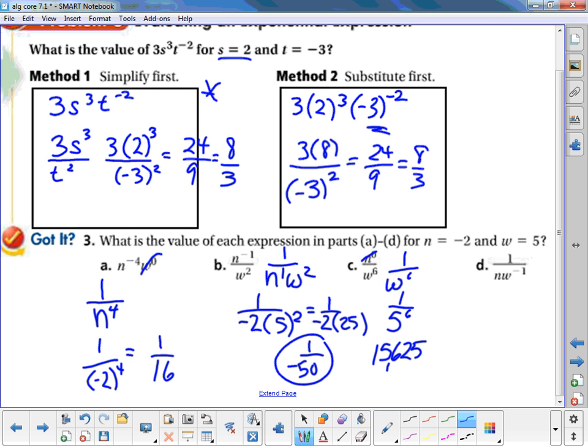Here, this one needs to move and lose, so it'd be w to the first over n, I believe, but I wrote too big on it, so let me see. Over n, w to the first, just 5 over n, which is negative 2, and I can't really do anything to simplify that, so it's 5 over negative 2.